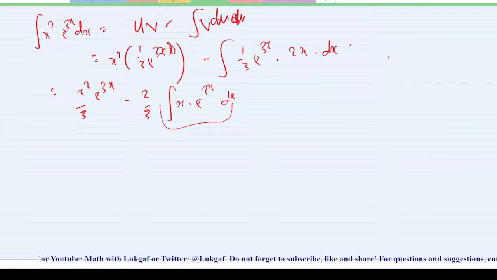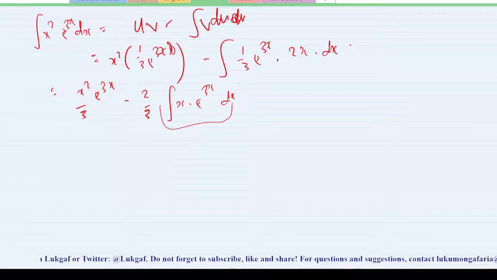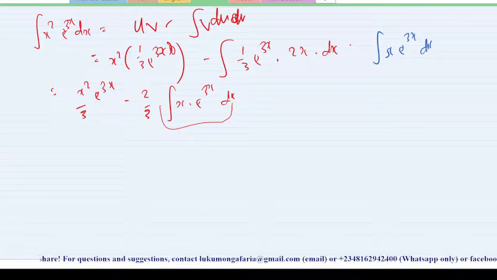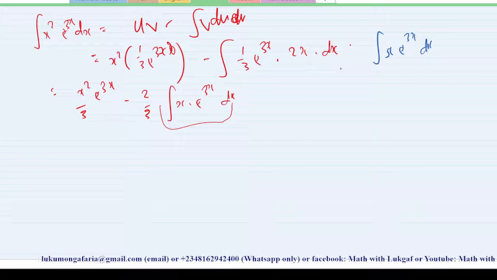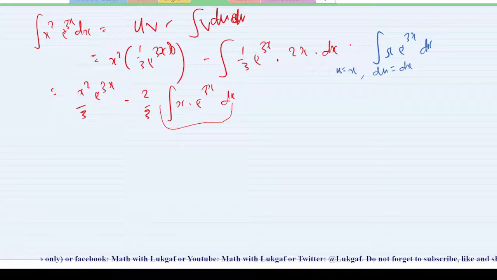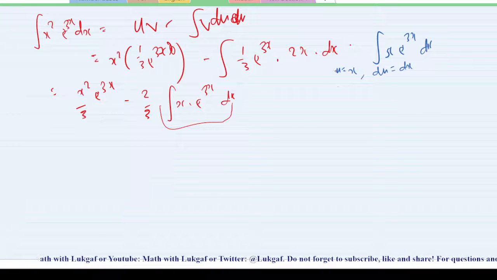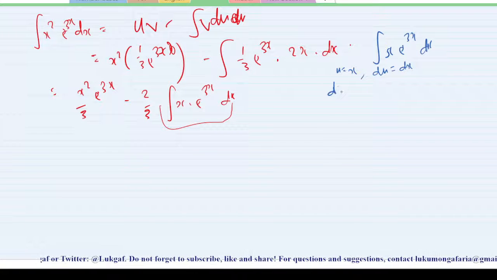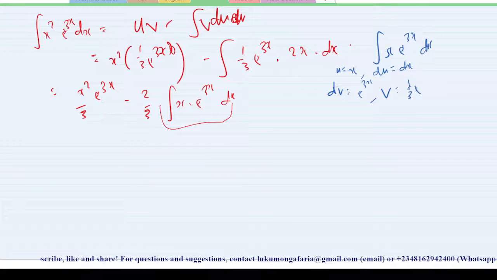Okay, let's quickly do it here. Let me change the marker. I have the integral of x e raised to the power 3x dx. Now here, what am I going to make as my u? My u here is going to be x. Then du will be dx. Do you know how I obtain dx? du/dx is 1, and if you cross multiply, du will be dx. Then your dv is e raised to the power 3x. Automatically v will be 1 over 3 e raised to the power 3x.